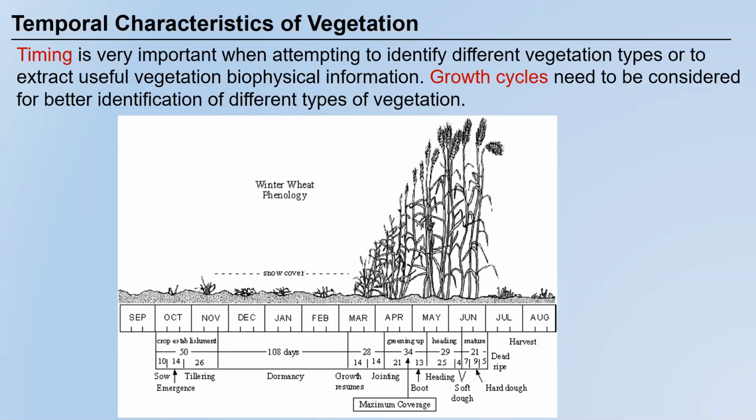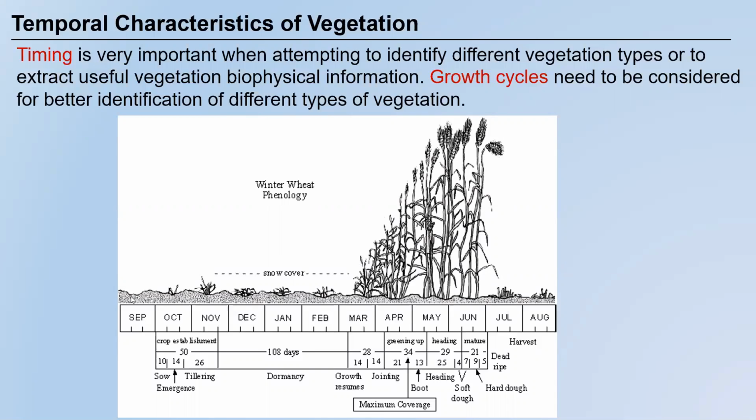For a specific species, for a specific type of vegetation, you need to know when is the best time to address that type of vegetation with remote sensing technology. Here we have a figure showing you the life cycle of winter wheat phenology. The horizontal axis is for different months within a year, from September to next year's August. And the vertical axis is of course for the height of winter wheat.